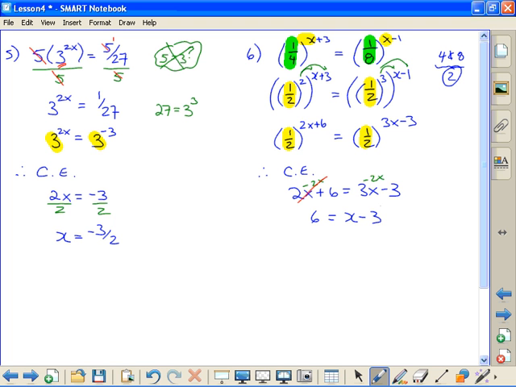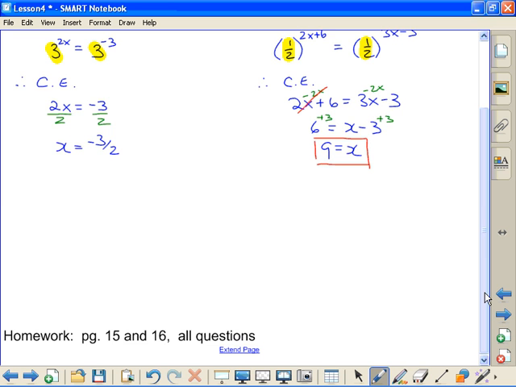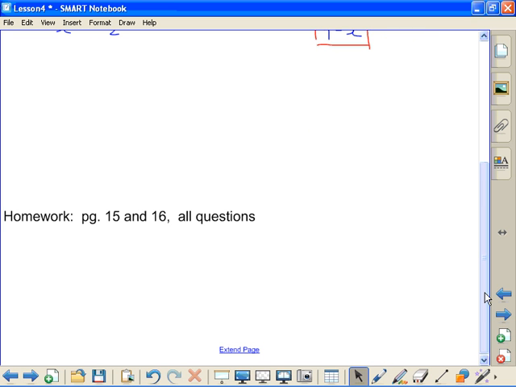Isolating for x, I have to do an inverse operation. We'd end up with 9 equals x. And there's your final answer. So definitely a little bit more challenging when you have multiple bases. So I want to do at least one more example here, and then from there you can move on and try some of the homework.